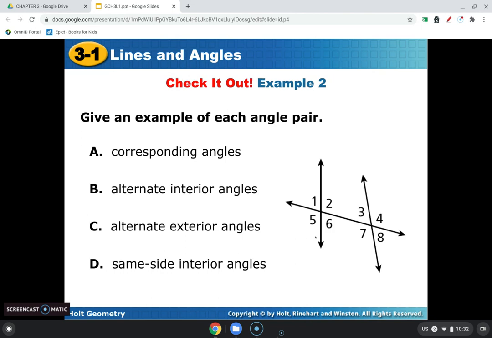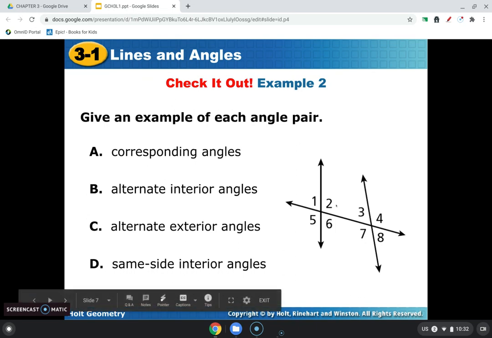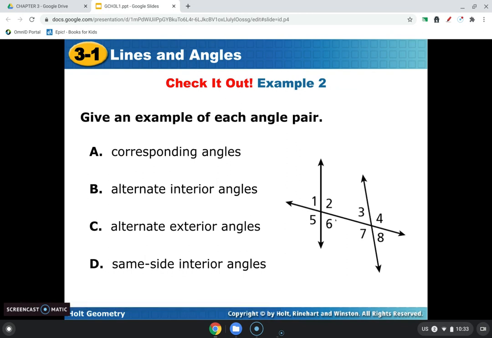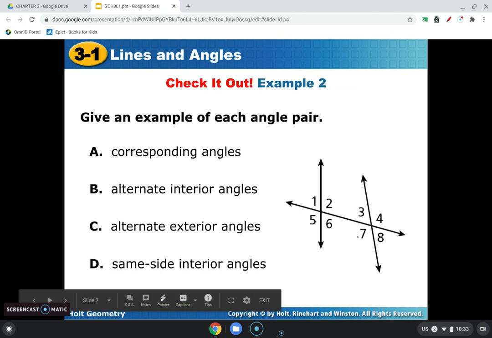All right, flipped it on us. Let's try that again. All pairs of corresponding angles, 1 and 3, 2 and 4, 5 and 7, 6 and 8. Alternate interior, 2 and 7, 3 and 6. Alternate exteriors, 1 and 8, 4 and 5. Same side interior, 6 and 7, 2 and 3.